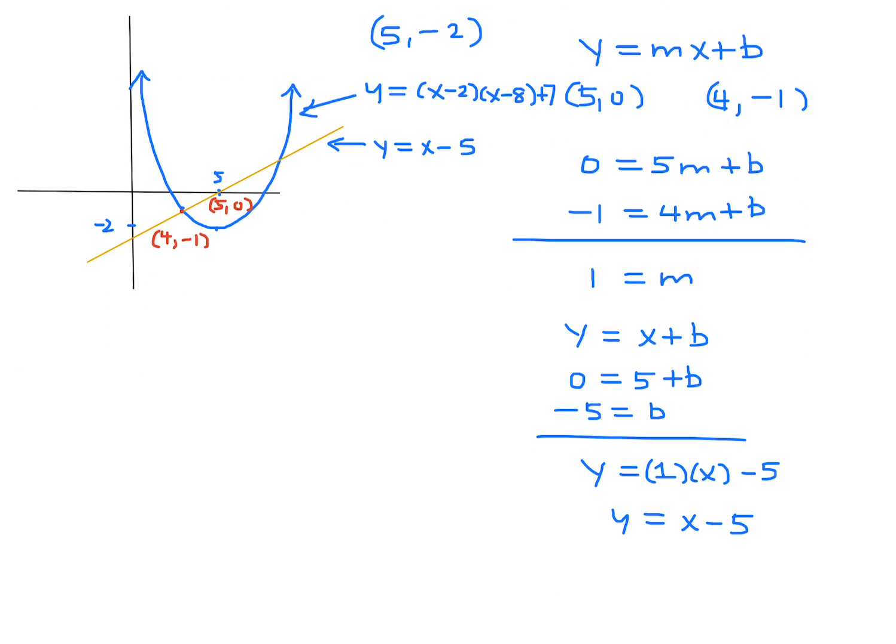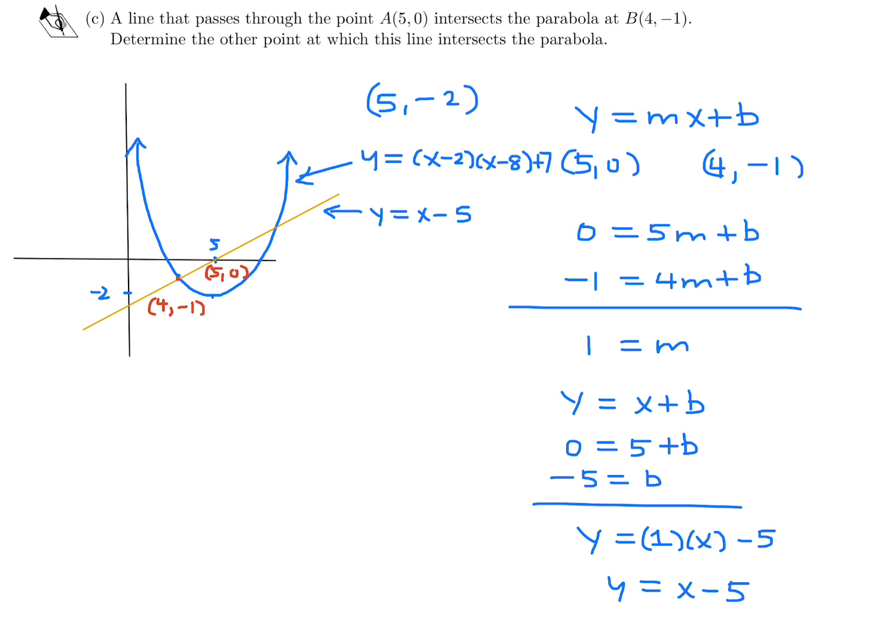So how do we find the intersection point? Well, that's easy. You just set this equal to that. So here we go. So we've got (x - 2)(x - 8) plus 7 is equal to x minus 5. And this will give us the solution. So expanding, we get x squared minus 10x plus 16 plus 7 is x minus 5.